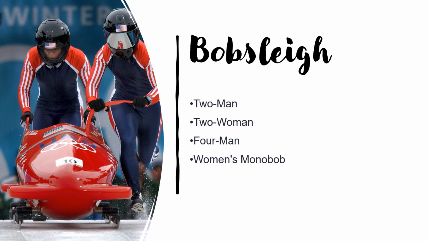Bobsleigh, or bobsled as it's sometimes called in America, features competitors pushing their sled and jumping in before steering down an icy course with twists and turns. The sled is equipped with ropes for steering and has brakes. There are 4 events: the men's 2- and 4-man event and the women's 2-woman and solo event called the monobob.